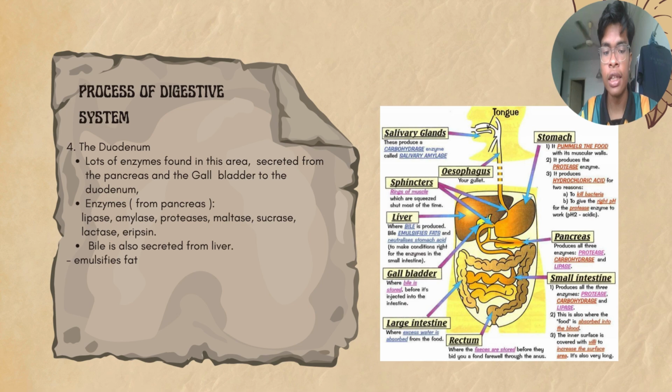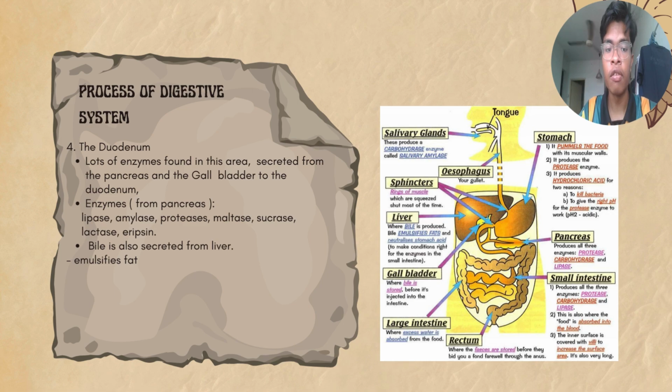And for lactase, lactase is an enzyme found in the small intestine that helps digest lactose, the sugar found in milk and in dairy products. Its primary function is to break down lactose into glucose and galactose, two simpler sugars that can be easily absorbed into the bloodstream. Now for erepsin.